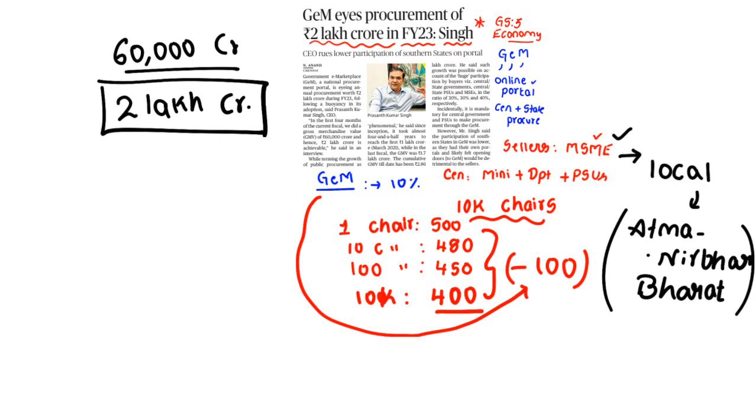Here both central and state governments participate, and the article is also saying that they can see lesser involvement of southern states in this GeM portal. Why? The southern states themselves have their own procurement sites. Clear? They themselves hold a few own procurement sites. So that's why they are not actually planning to purchase on the Government e-Marketplace. Clear? So this is a very important article.